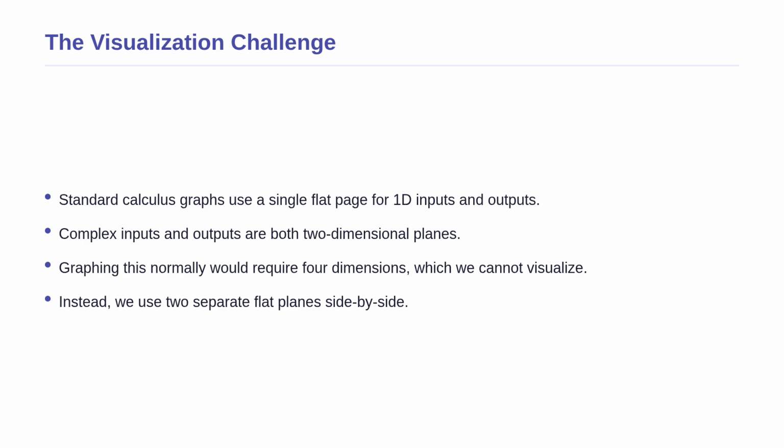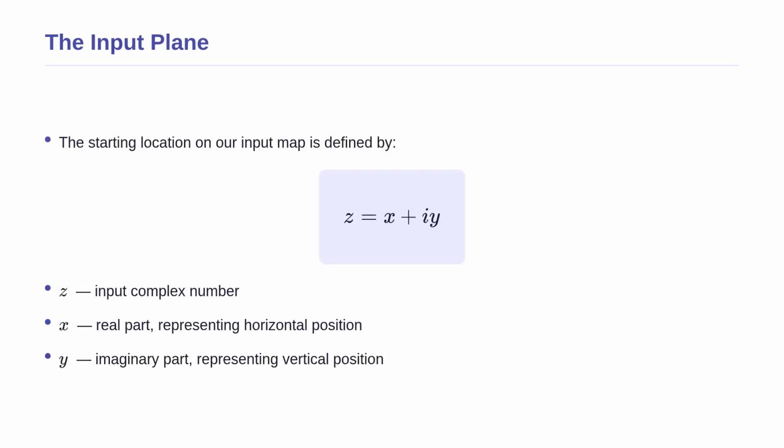Therefore, instead of one single graph, we use two separate flat planes side by side. The mapping acts as a bridge between them. Now that we know we need two planes, let us define our starting point. This formula represents our input plane. Conceptually, it gives us the exact horizontal and vertical address of a dot on our starting map.